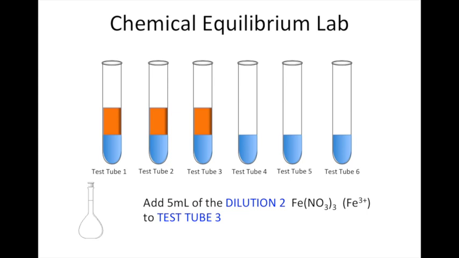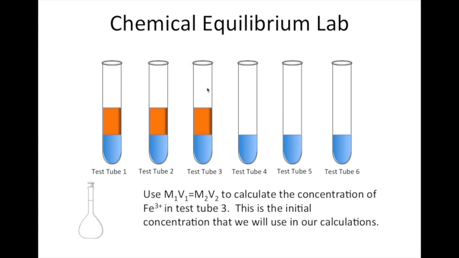Okay. Now, we're going to move on to test tube 3. We're going to take 5 mils of dilution 2 and add it to test tube 3. And then we're going to use our M1V1, M2V2 to calculate the concentration of iron here. And then we're going to use the same formula to calculate the concentration of thiocyanate. So as we're going, we're calculating our initial concentrations of iron and thiocyanate in each test tube.